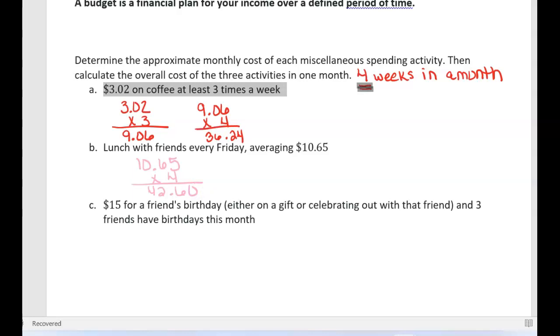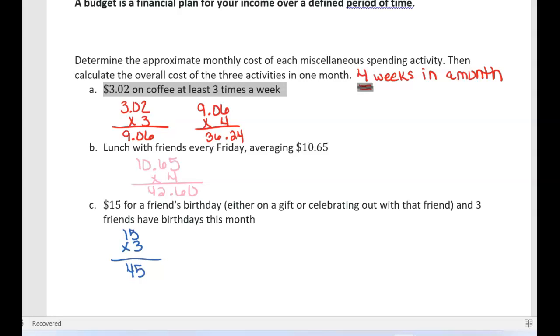And lastly, what if we budget or plan to spend $15 for a friend's birthday and 3 of my friends have a birthday this month? Well, I'm going to spend $15 on each friend, and I have 3 friends that have a birthday. So we are going to multiply 15 by 3, which means we're going to spend $45 this month on birthdays.